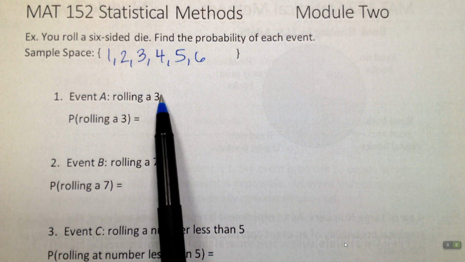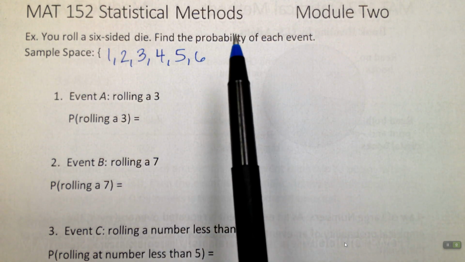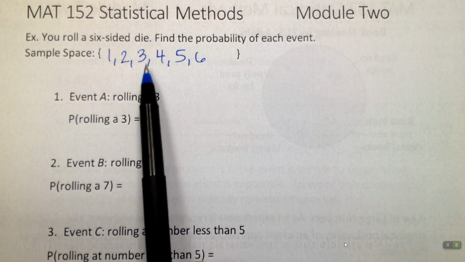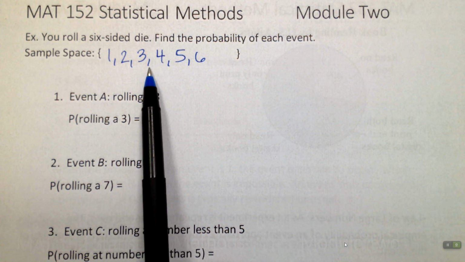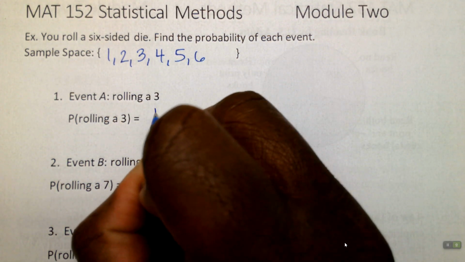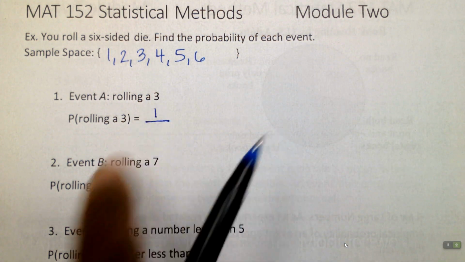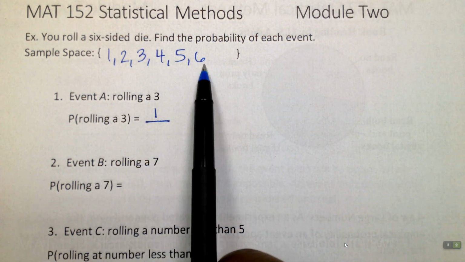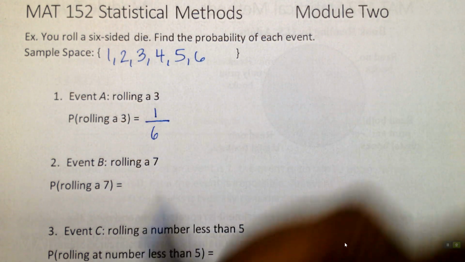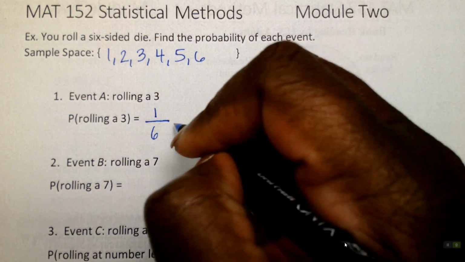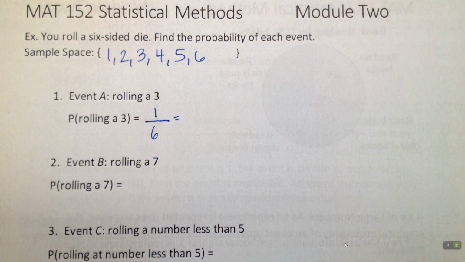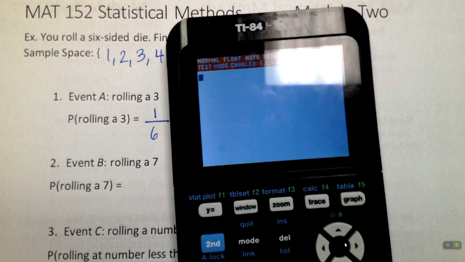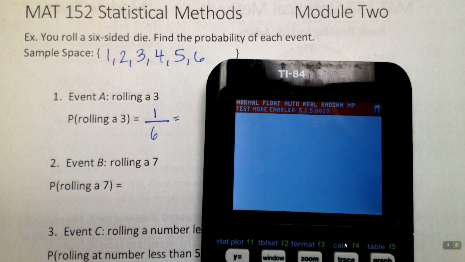Our event A is rolling a 3. This is a simple event because there's only one way I can get a 3 here. So simple event means I have a 1 on top. That's the only way I can roll a 3. But then how many ways can I roll, period? 6. I'm going to get my calculator out real quick to show you this one. So 1 divided by 6.